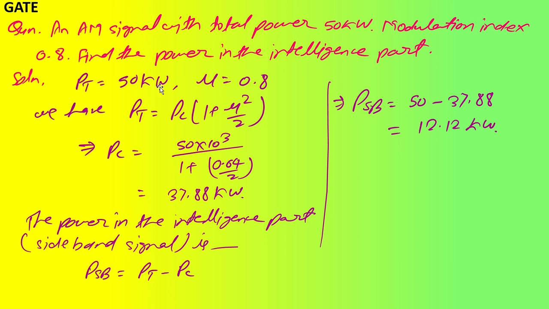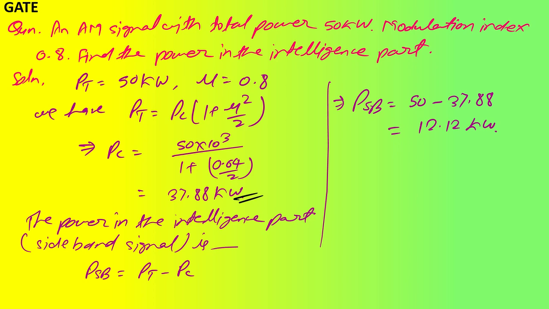So you have total power 50 kilowatt, mu is 0.8. By putting these two values in the formula Pt is equal to Pc into 1 plus mu square by 2, you are going to get Pc, because carrier power was not given, total power was given. So Pc is equal to Pt, 50 kilowatt, divided by 1 plus 0.64 by 2. If you solve this, you are going to get 37.88 kilowatt.